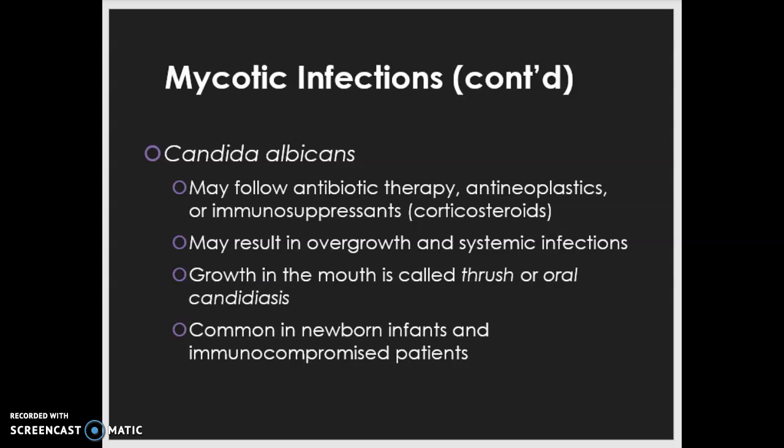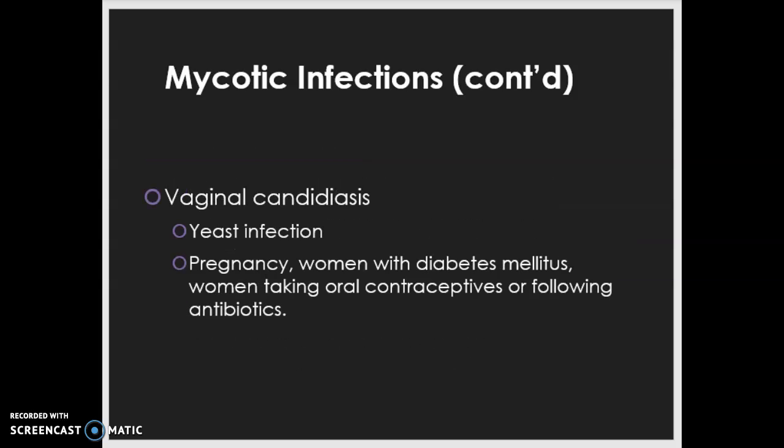We will see this in the mouth. It's called thrush or oral candidiasis, and it is common in newborn infants. It's also common in immunocompromised patients. The vaginal candidiasis is a yeast infection. We'll see this in pregnancy, and we'll talk about that more when we get to maternal health. And then with women with diabetes mellitus, women taking oral contraceptives or following a round of antibiotics.